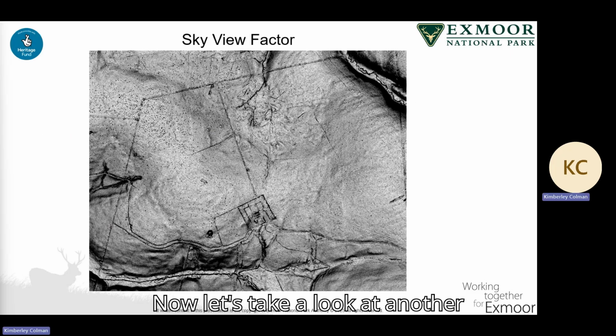Now let's take a look at another visualization, sky view factor. This visualization is especially good at showing how open the sky is from each point on the ground. It works by calculating how much of the sky is visible from each pixel in the digital terrain model. So if a point is in a dip or surrounded by raised features, it will have less sky visible and appear darker. If it's on a ridge or open ground, it will have more sky visible and appear lighter.